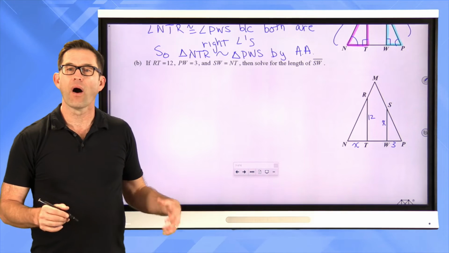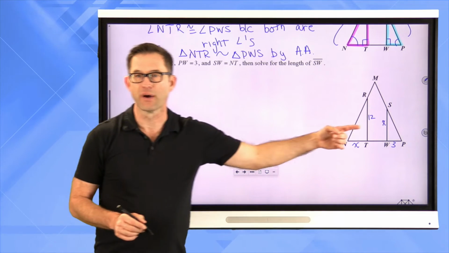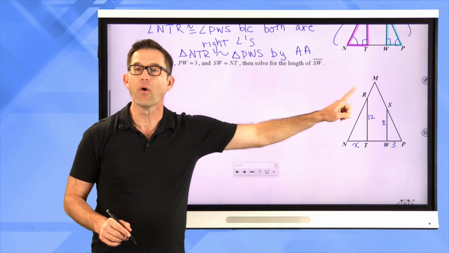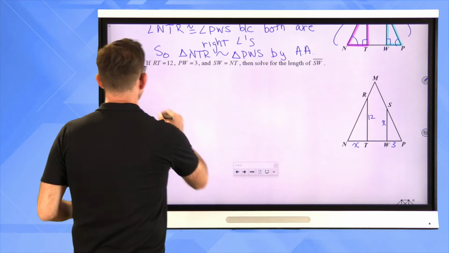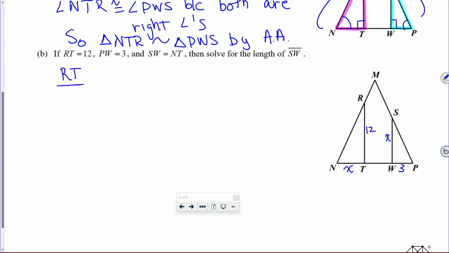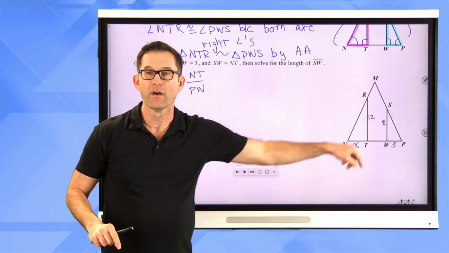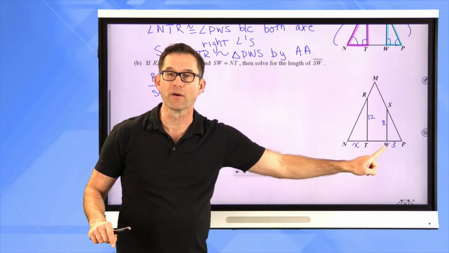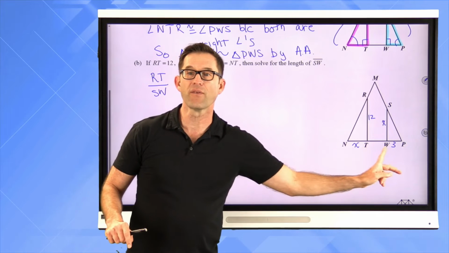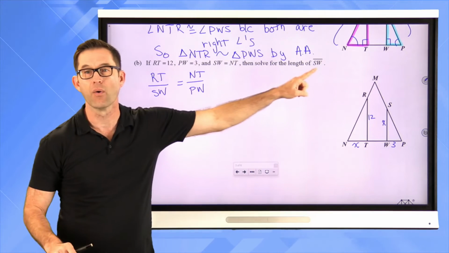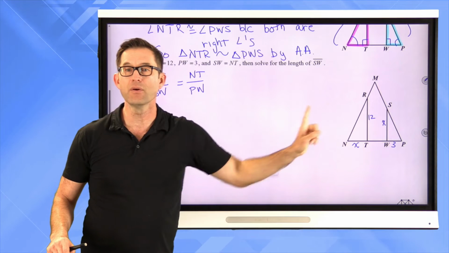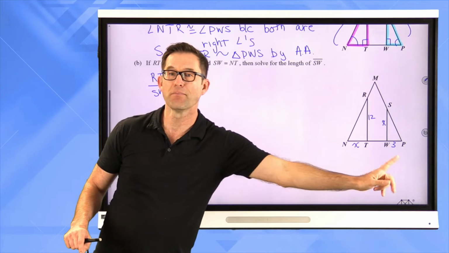Okay. Now I want to figure out the length of SW, so I need to figure out X. What I know from my extended equality is that RT divided by SW will be equal to NT divided by PW. Again, make sure that you understand that. This length divided by the corresponding length over here will be equal to this length divided by the corresponding length over here. So RT divided by SW is equal to NT divided by PW.